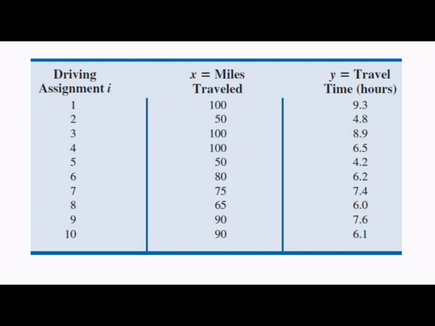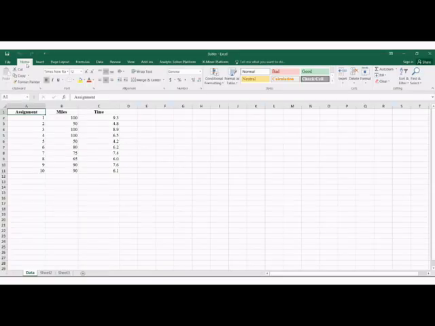The Butler Trucking Company would like to use these data to develop a linear equation that can be used to estimate the amount of time in hours it will take its drivers to complete driving assignments of various lengths. We will use Excel to estimate a linear regression model with these data. We will now estimate a simple linear regression model using the data collected by Butler Trucking. The data for this problem have been entered into columns A through C. The numbers identifying the driving assignments are in column A, the miles driven for each assignment in column B, and the time in hours it took to complete each assignment in column C.